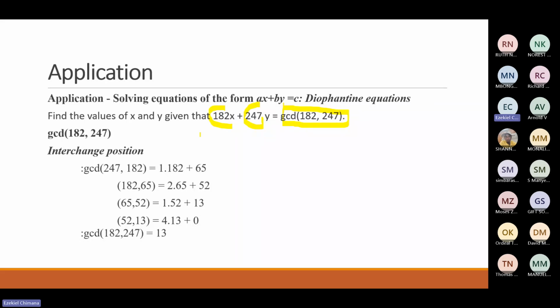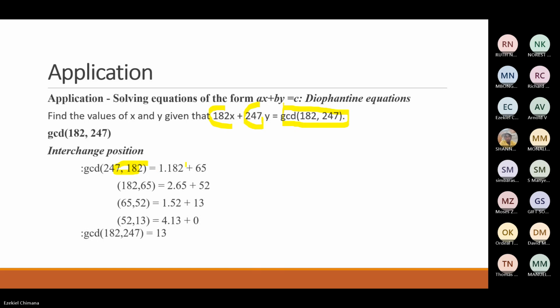So how do you do that? First things first, let's find the GCD of 182 and 247. But before doing that, look at this: your a is less than b, so you need to interchange them. Replace a by b and b by a. That's why you have the GCD of 247 and 182, just like this, because a is less than b.